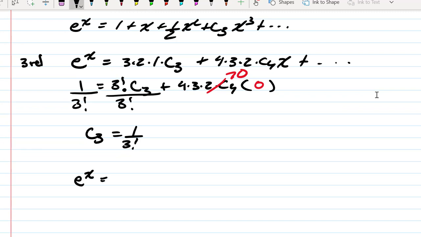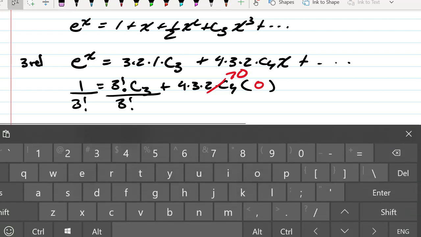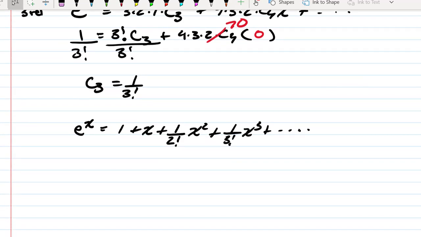And so then we would have e to the x is equal to 1 plus x plus 1/2, or 1 over 2 factorial, x squared plus 1 over 3 factorial x cubed plus dot dot dot on forever. And if we keep doing this, we may be able to guess a pattern, and it turns out it's true that e to the x is equal to the sum as n goes from 0 to infinity of x to the n over n factorial.